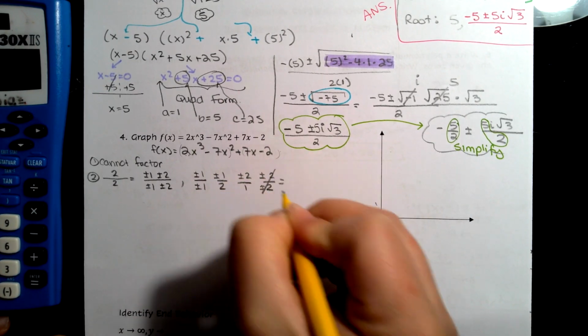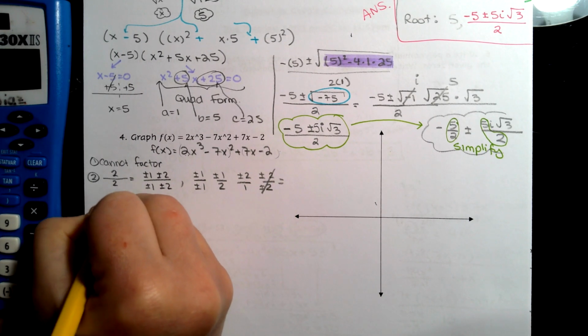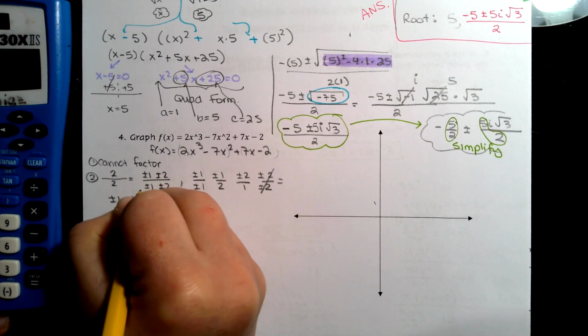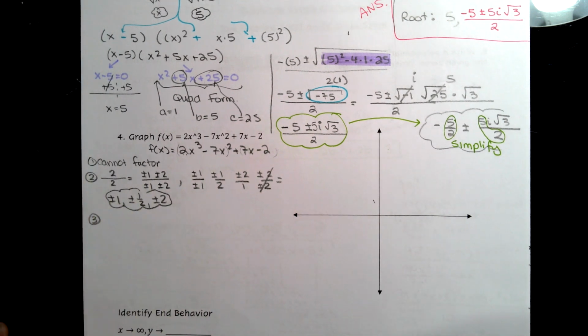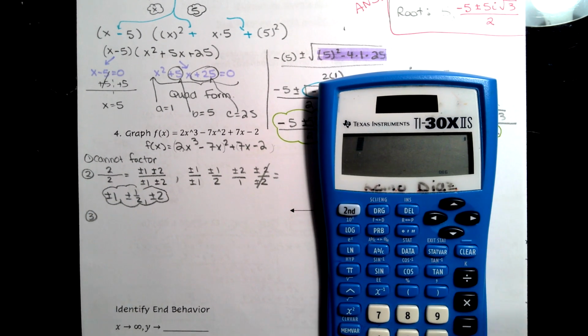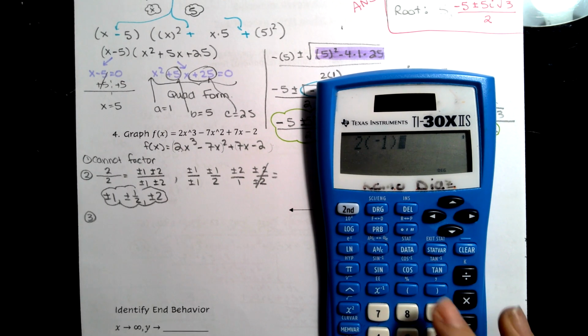Simplify here. This is just 1. I already have a 1. This is 2. So my possible roots are 1, 1/2, and 2, plus or minus all of them. Step number 3, I'm going to open up for x, and I'm going to try -1 first.